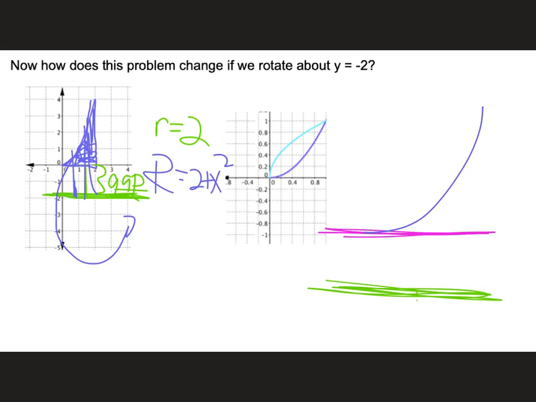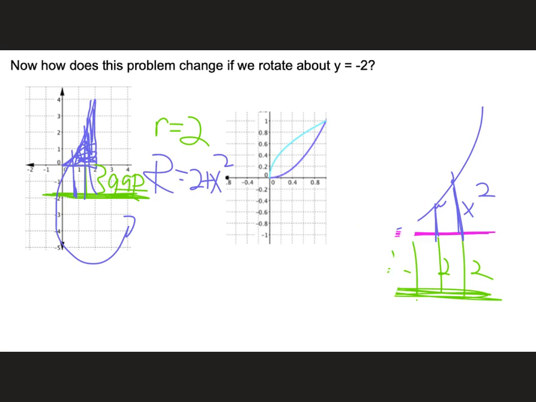So for each of these pieces, we have a green piece, and then we have the purple piece. So the green piece is always 2. And then the purple piece is the equation here. It's the y value of that equation, so that's x squared. So 2 plus x squared is what that radius is.